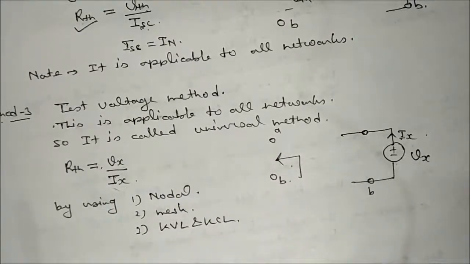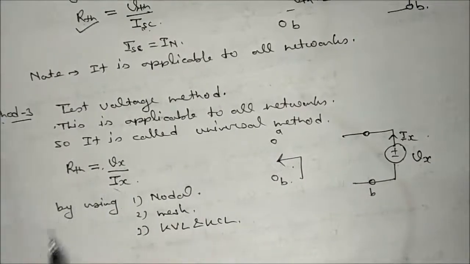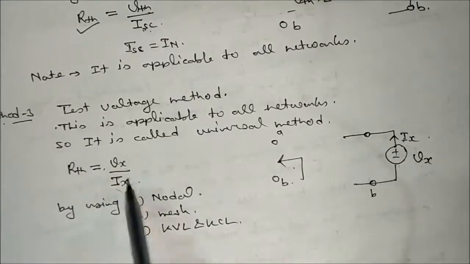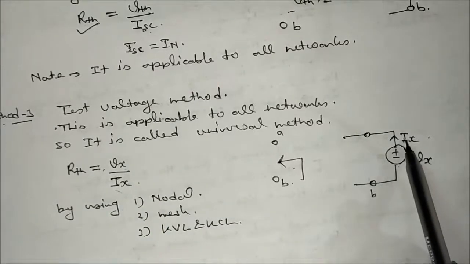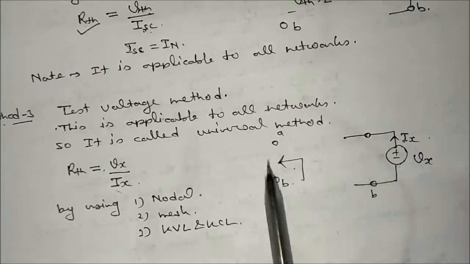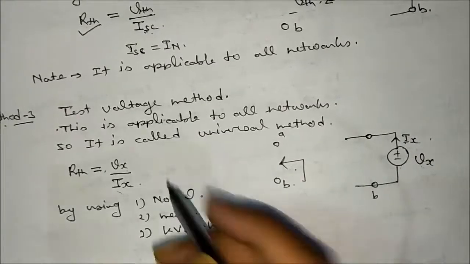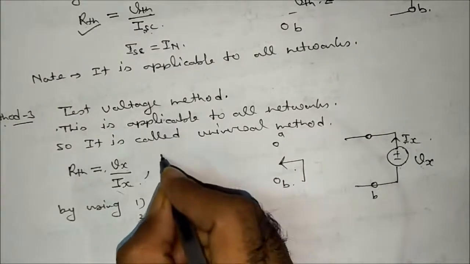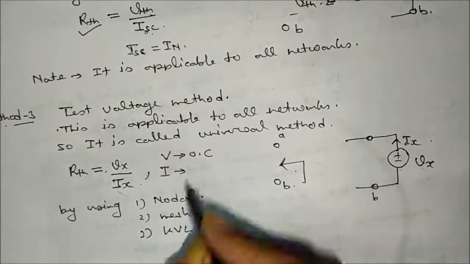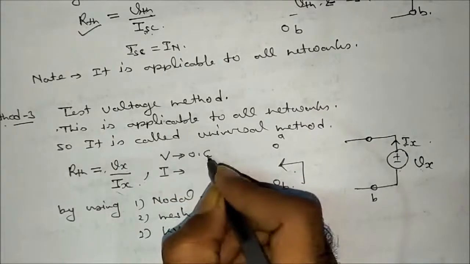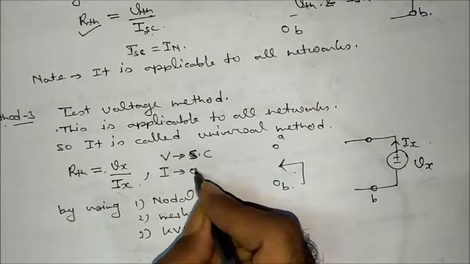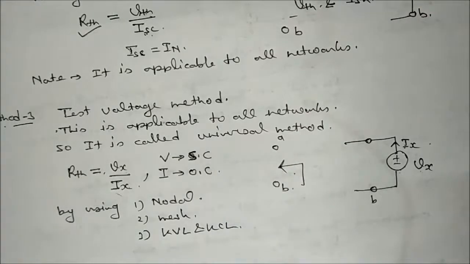You will get Rth. But you have to be very careful in applying method 3 while connecting this Vx and finding Vx by Ix in the network. Just replace all the independent voltage sources with short circuit, and all the independent current sources with open circuit while applying this method.